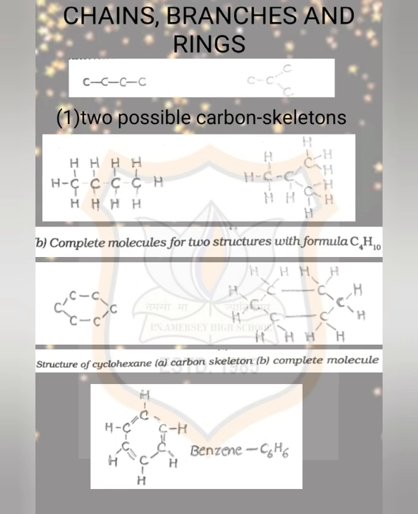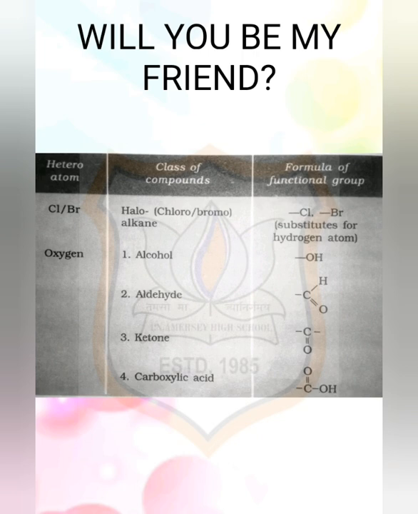All these carbon compounds which contain only carbon and hydrogen are called hydrocarbons. Among these, the saturated hydrocarbons are known as alkanes, while the unsaturated hydrocarbons, which contain one or more double bonds, are known as alkenes, and those containing one or more triple bonds are known as alkynes. So, alkanes, alkenes, alkynes. The next topic, will you be my friend?